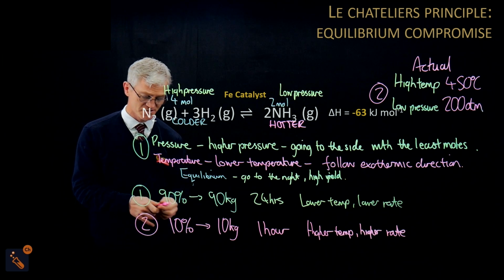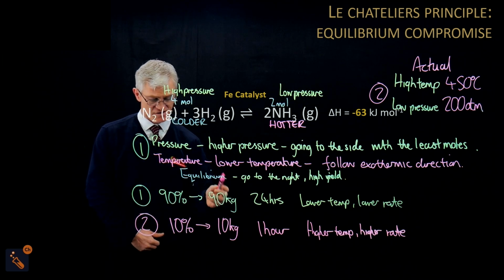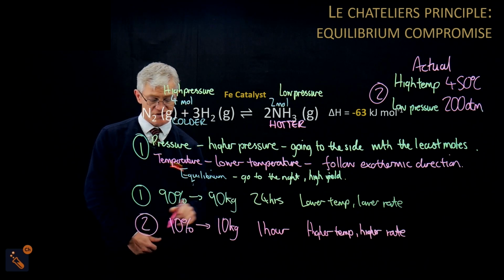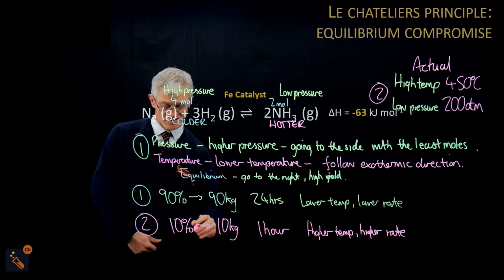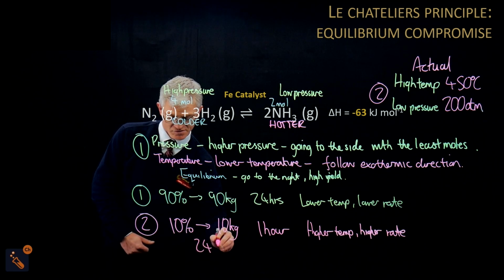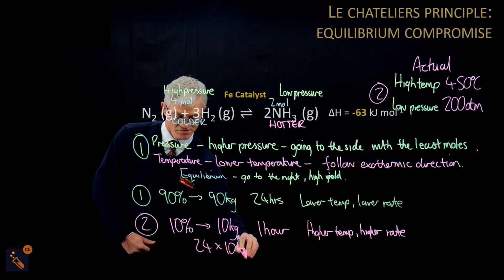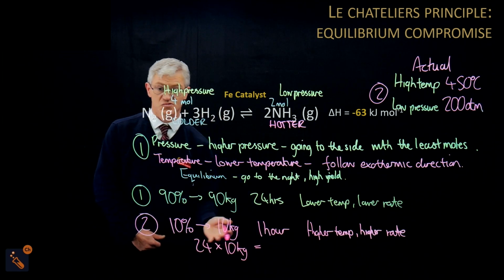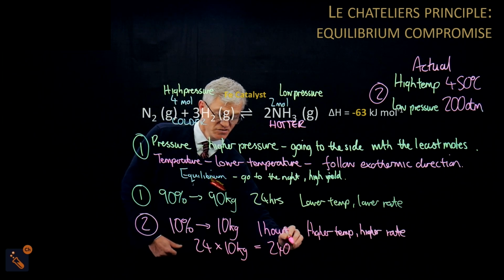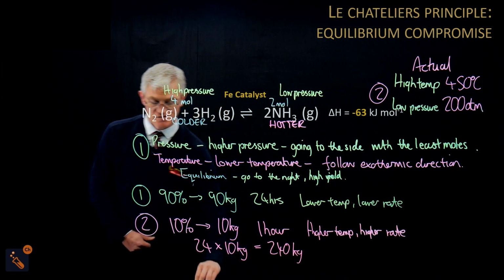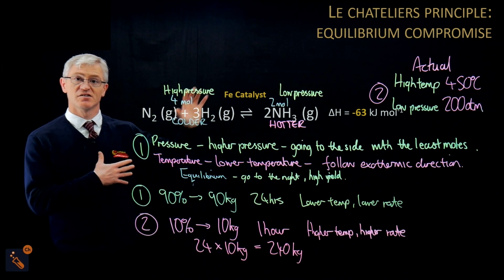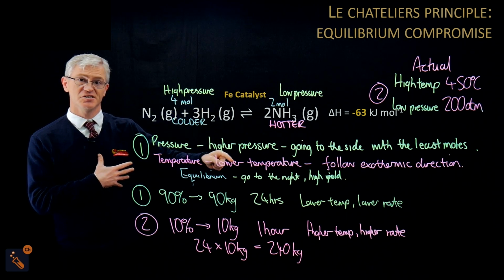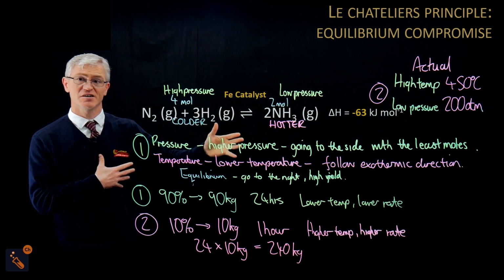Now let's do some simple maths. If that takes 24 hours and that takes 1 hour, and I did the second one for 24 hours, just taking the 10 kilos out and doing it again, that would mean 24 times 10 kilos. So in 24 hours, even though I got a lower yield, I would get 240 kilos. So the question is, why do they run the conditions at high temperature even though it gets a low yield? Why do they use a lower pressure even though that will also get a low yield?